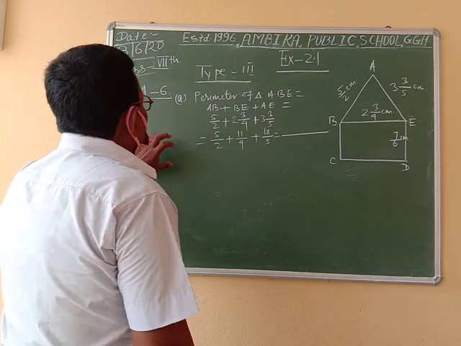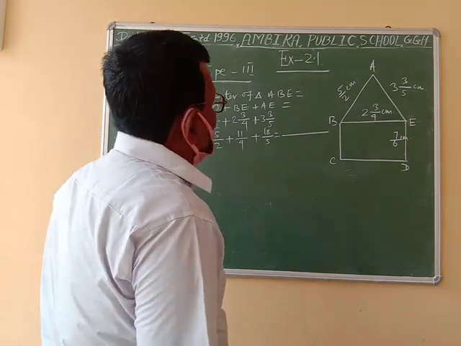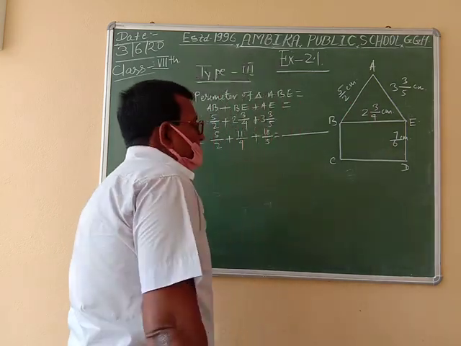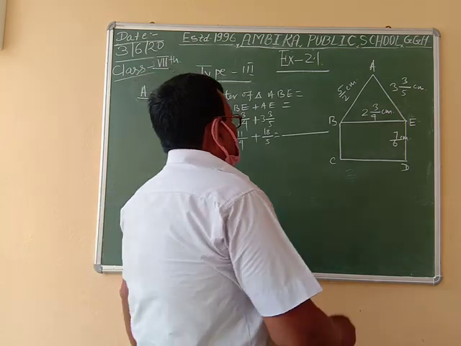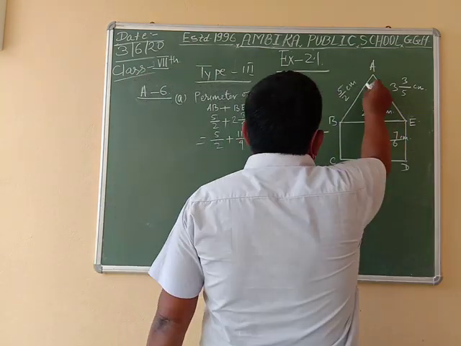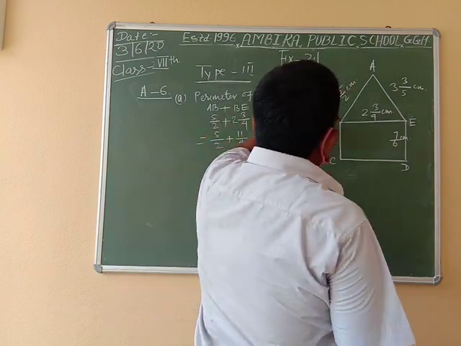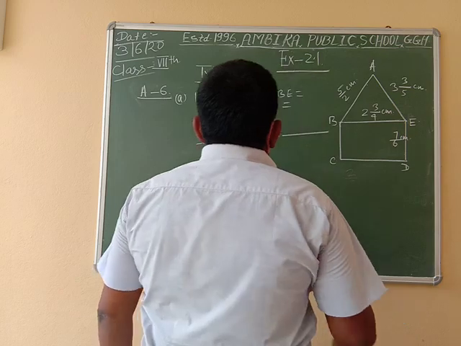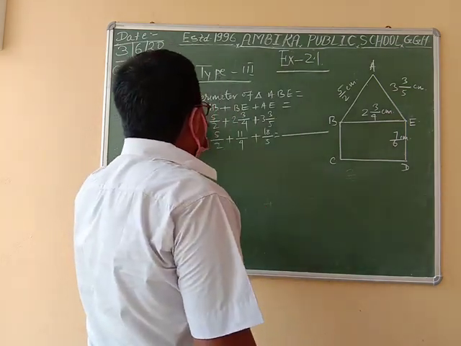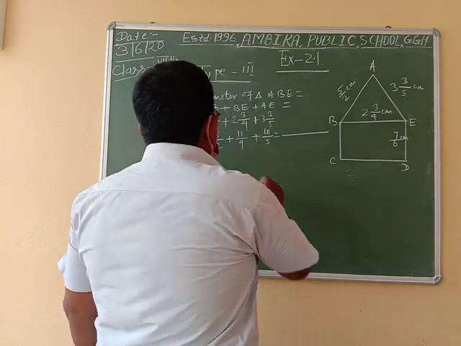So I am going to first find the perimeter of triangle ABE. We know that the sum of all sides of a geometrical figure is called the perimeter of the figure. So the perimeter of triangle ABE is equal to AB plus BE plus AE, and the lengths of the three sides are given. So we write 5 by 2 plus 2 whole 3 by 4 plus 3 whole 3 by 5.